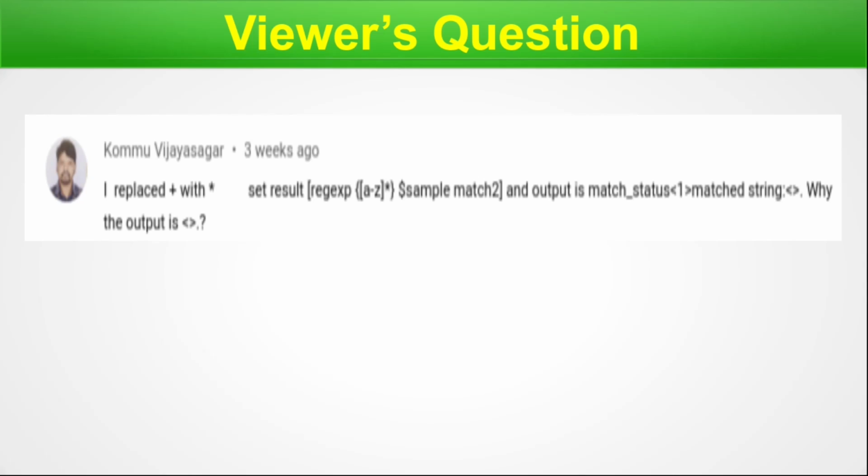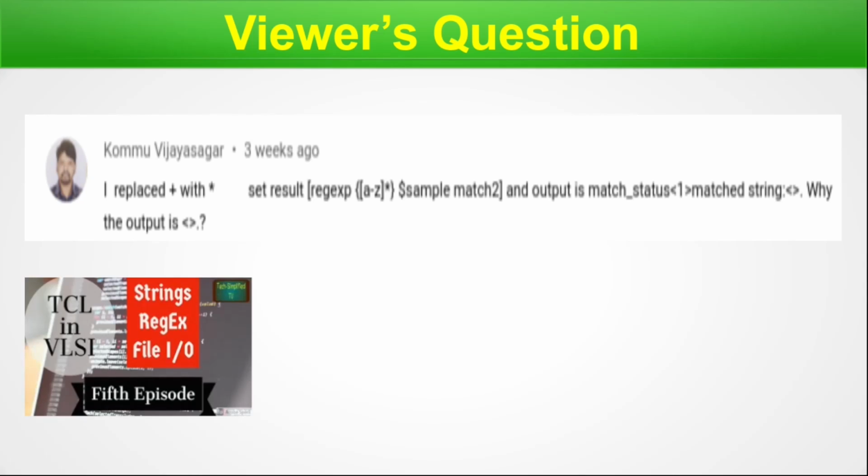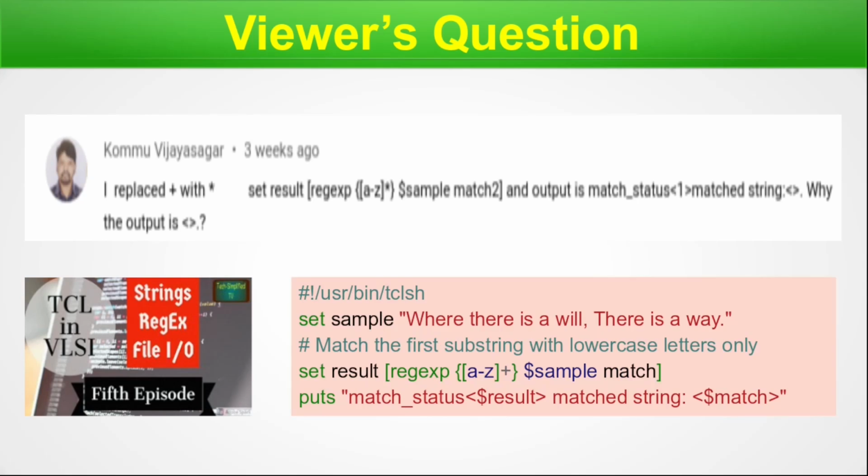He has asked this question in the comment section of the 5th episode of Tcl in VLSI, where we discussed regular expressions, and he has asked the question based on this particular snippet of code. Here you can see that he has substituted this plus with a star and he is asking why the result is coming blank for this $match. We will explore this with a code experiment in upcoming slides. We are done with this slide, so let's move on.